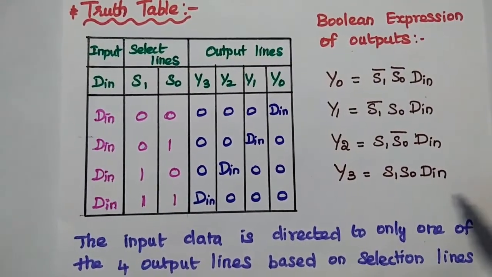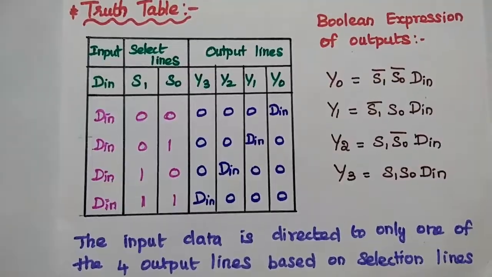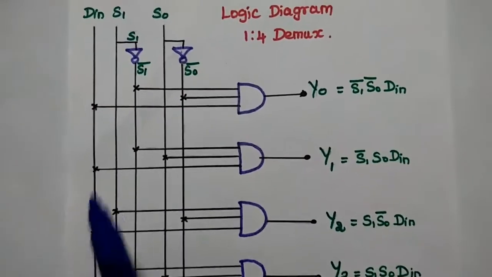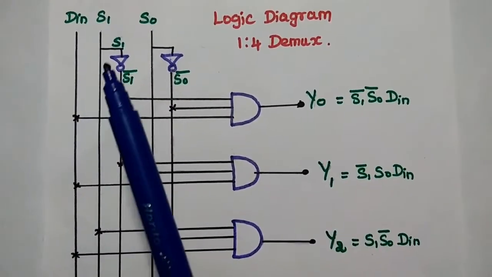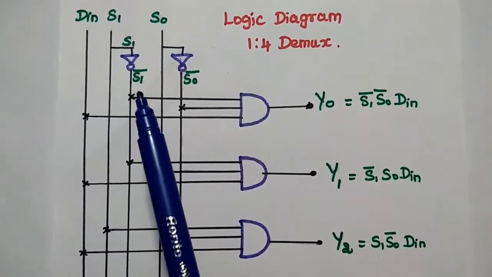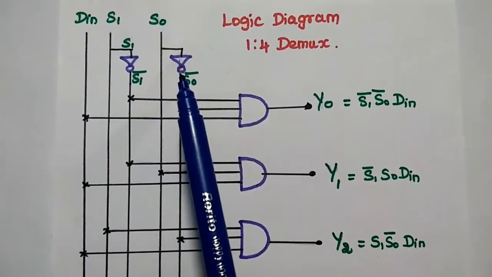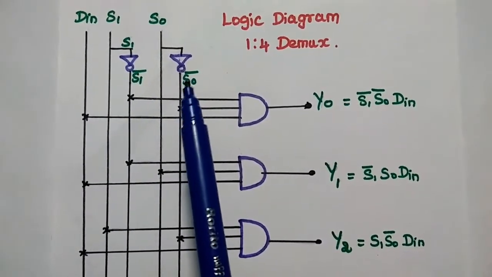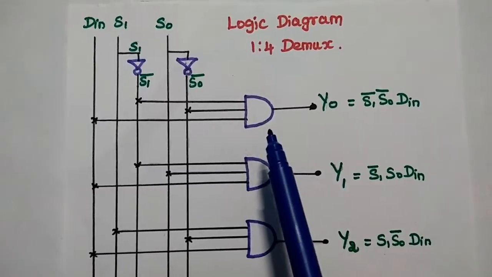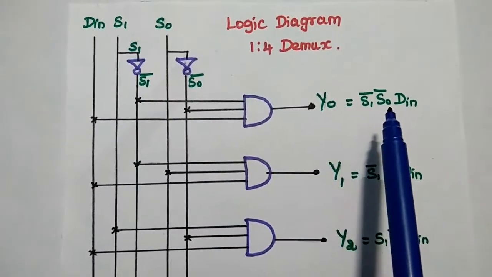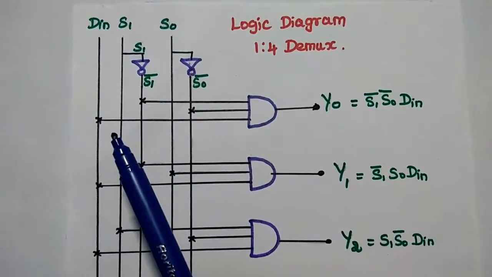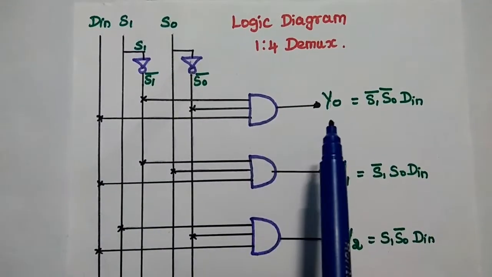For these expressions, we are going to draw the logic circuit. This is the logic diagram of the 1:4 DEMUX. Here we have the input data as such and then two selection lines S1, S0 and their inverted forms, for which we use NOT gates: S1 bar, S0 bar. Next we obtain the output signals by using AND gates. Y0 is equal to S1 bar, S0 bar, D_in. These three are the inputs to this AND gate to obtain Y0.